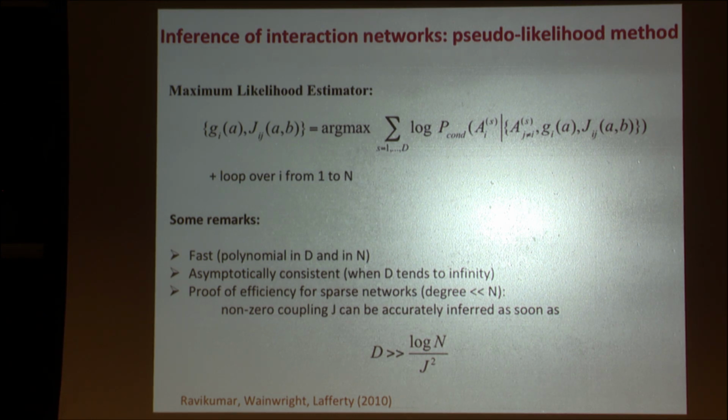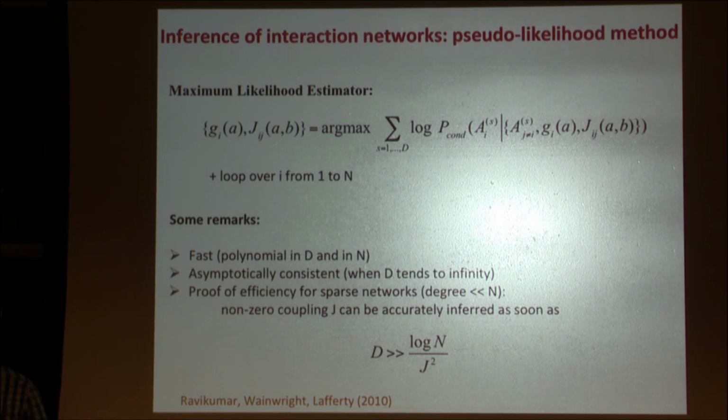It's fast. It's polynomial in the number of data and in the size of the problem. It's asymptotically consistent. I think when D goes to infinity, if you have an infinite number of data, then you are sure you will find back the correct value of the parameters you would have found if you were able to solve exactly the problem. It's nice to know, but we never have an infinite number of data in practice, or it's a kind of satisfaction, but limited satisfaction. But there are some nice results.